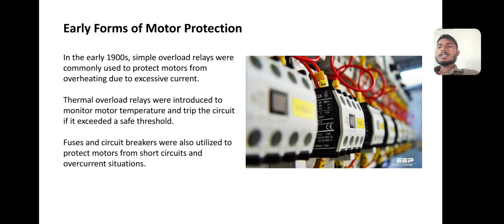Afterwards, fuses and circuit breakers were also utilized to protect motors from short circuits and overcurrent situations. If a short circuit occurs in the motor, in the winding of the rotor or the stator, an overcurrent will result. That is, the motor takes overcurrents. At that time, these fuses and circuit breakers will protect the motor.